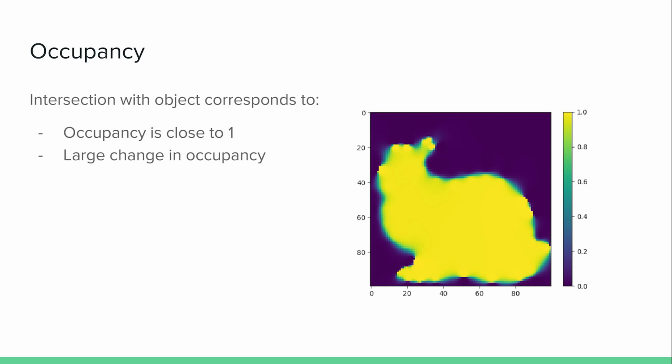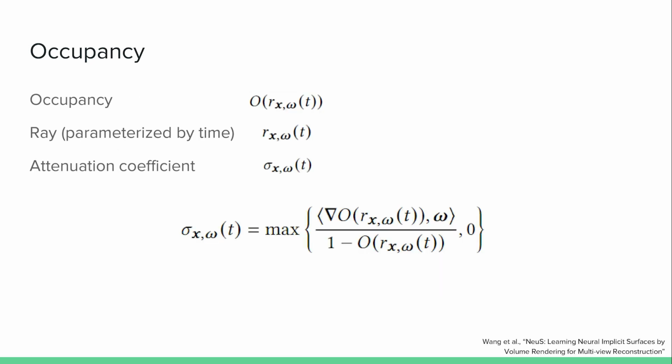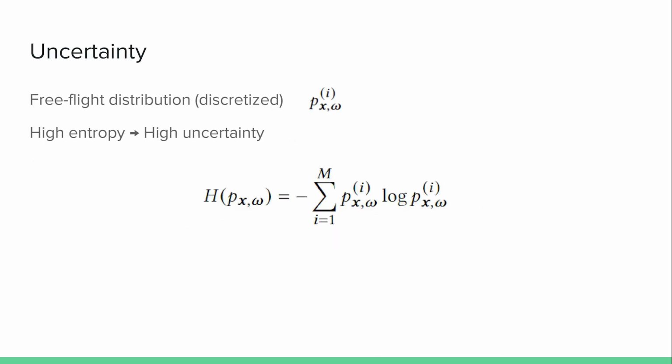Under a probabilistic view of the scene, we could consider an occupancy function which maps points in 3D space to the probability that the point lies within the object. So we know that the intersection of an object corresponds to locations where the occupancy is close to 1 and there is also a large change in the occupancy. Without going too much into the details, based on this intuition, we could basically convert the occupancy into attenuation coefficient values and ultimately into the free flight distribution that we use to quantify the uncertainty of a ray. Finally, how we actually measure the uncertainty in the free flight distribution is to compute its entropy. So a high entropy corresponds to high uncertainty in the ray.